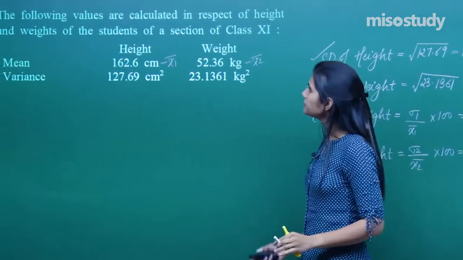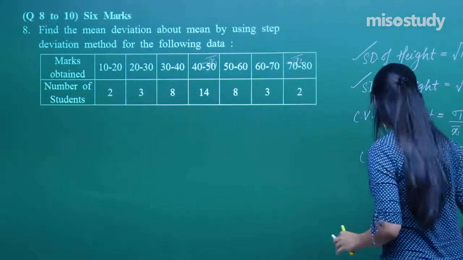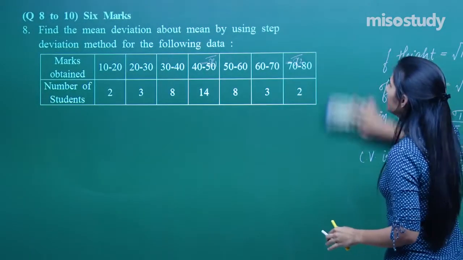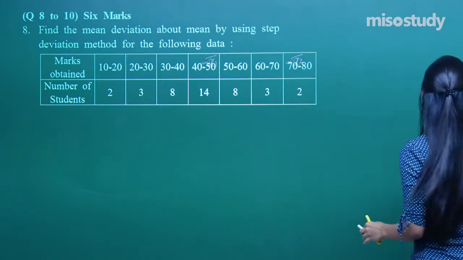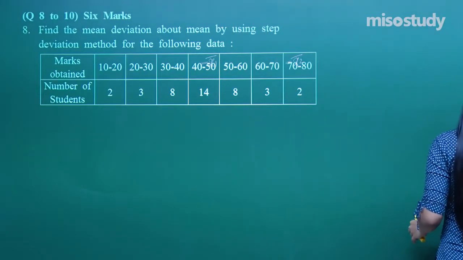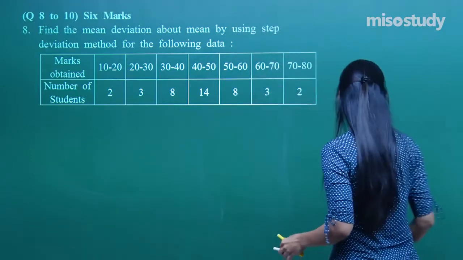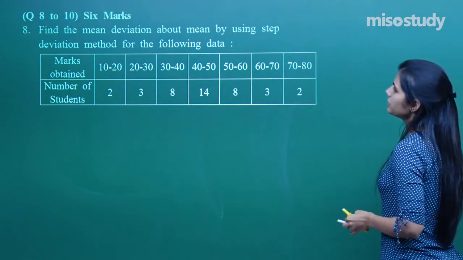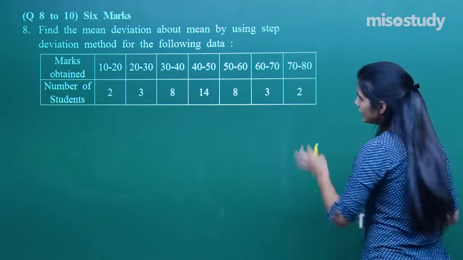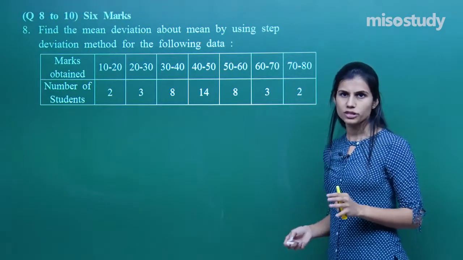Next we have: find the mean deviation about mean by using step deviation method for the following data. In here, this continuous frequency distribution is given to you.